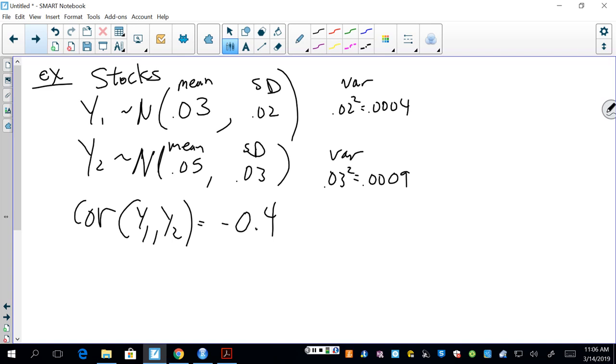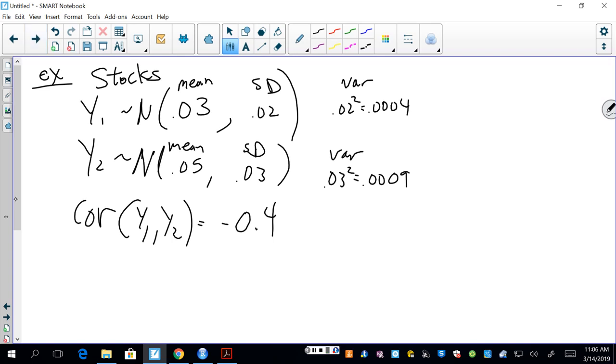And now you have a choice to make. How are you going to invest your money? Are you going to pick this stock? Are you going to pick this stock? Or are you going to do something different? Right, this one has a higher return, but it has more variability, right? So it could have a bigger chance of being negative or being less. Is there something that would do a little bit better?